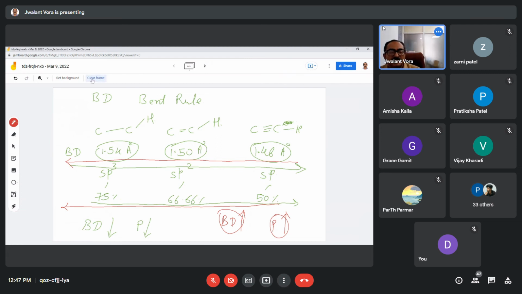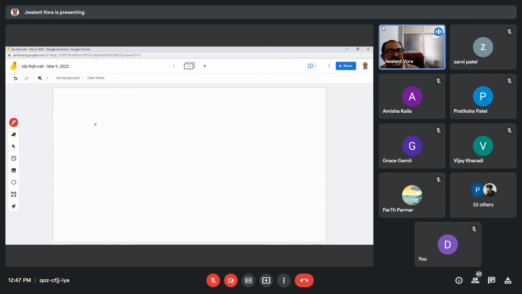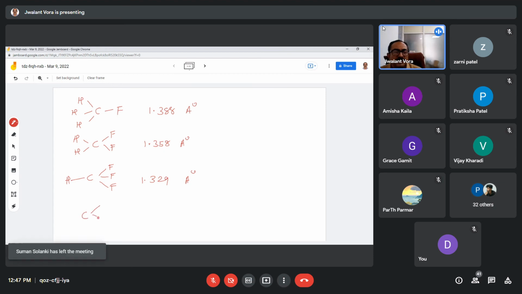Now let us see the experiment that Henry Bent carried out with monofluoromethane. The bond distance is 1.388 angstrom. With the difluoromethane, it is 1.358 angstrom. With the trifluoromethane, it is 1.329 angstrom. And with the tetrafluoromethane, it is 1.323 angstrom.